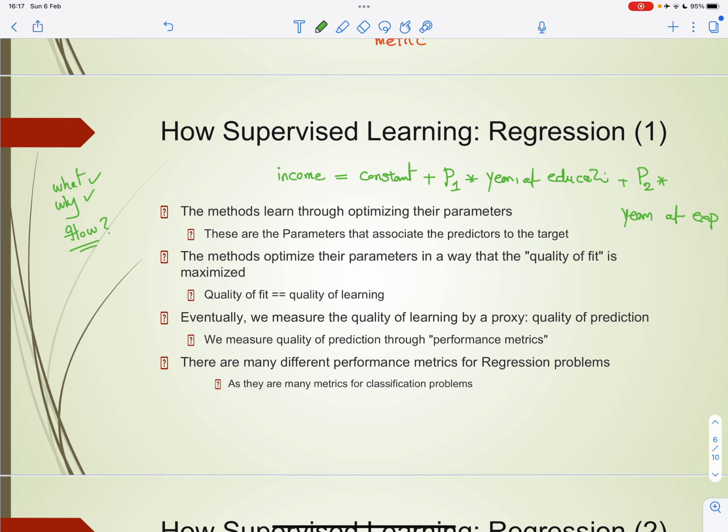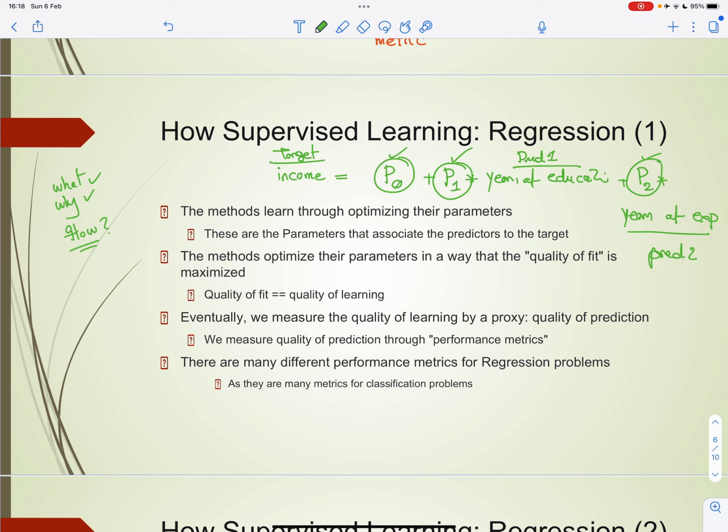Okay, and this constant, indeed, it is a parameter itself, so it's better to write it as P0. So we have P0 as a parameter, P1 as a parameter, and P2 as a parameter. And these parameters are associating our predictors. This is a predictor, predictor 1, and this is a predictor, predictor 2, to our target. This is our target. Okay? So the model has to optimize these parameters in order to be very good, to an acceptable level of quality in prediction.